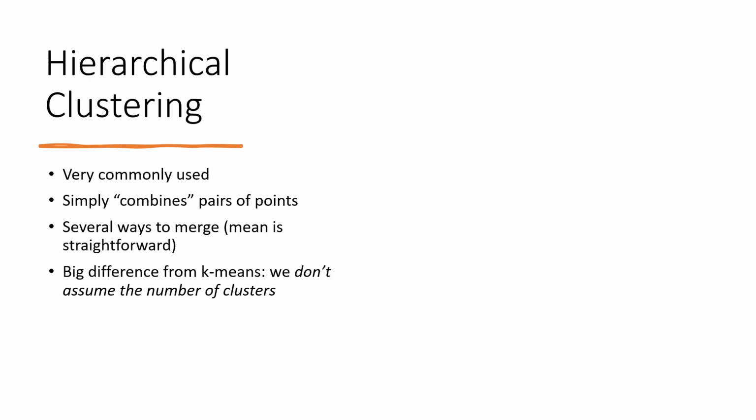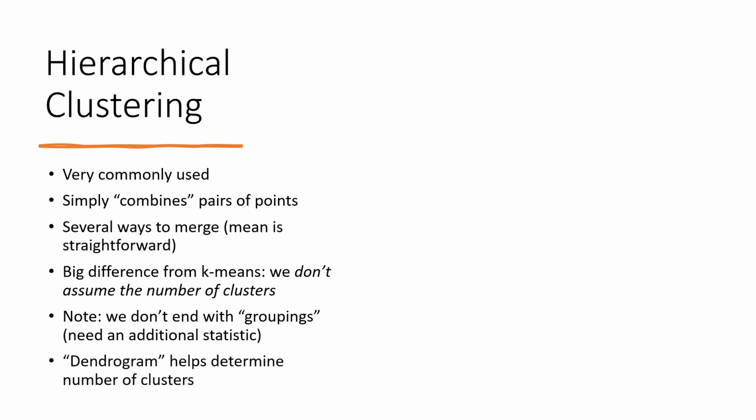There's a big difference from k-means. And again, we don't know the number of clusters ahead of time, and we don't need to. We don't have to assume that we're right in that. And similarly, the other big difference is that we don't end up with groupings in the same way. That is, at the end of k-means, I have one cluster and a second cluster, and for every data point, I know which cluster they belong to. But in hierarchical clustering, it's just not that way. We don't end up with those groupings by default.